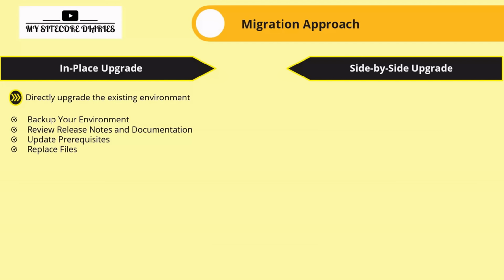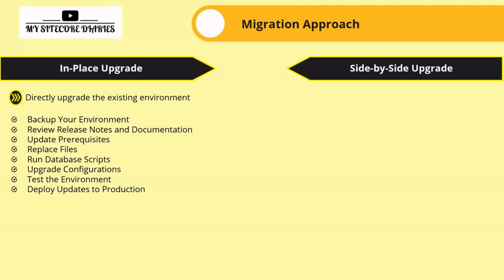You need to replace the code files. You have to run the database scripts to update the database. Upgrade configurations. Then test the environment, deploy updates to production, and then monitor post-upgrade. We are going to see this in detail later. So at a high level, these are the steps of the in-place upgrade. In-place upgrade is basically upgrading the existing environment only.